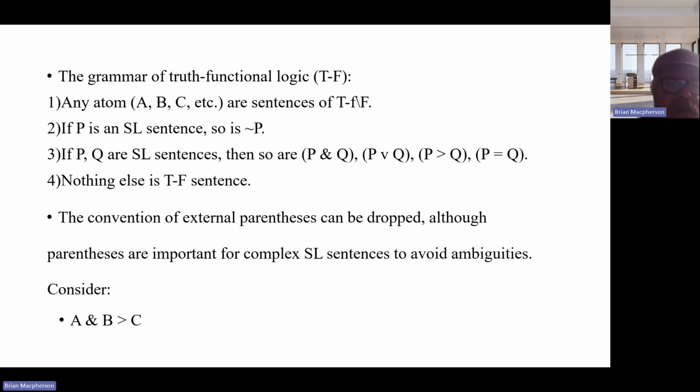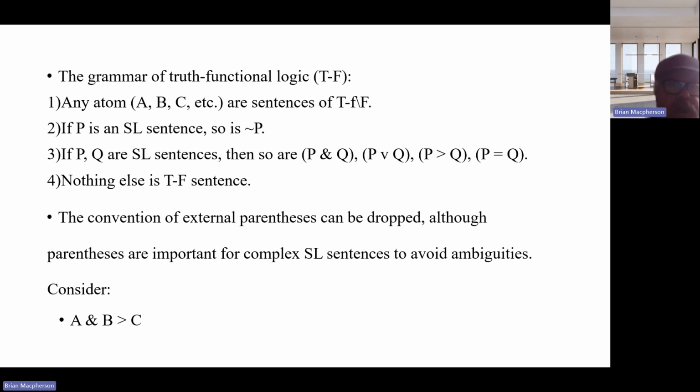So here I have on this slide the grammar laid out. Okay. So one, any atom, A, B, C, are sentences. Now, what do I mean by an atom? I mean any sentence that doesn't contain any connectives. So for example, it rains, it snows, it is humid. None of those sentences contain any connectives, so we call them atomic. And in propositional logic, you translate atomic sentences as capital A, B, or C.